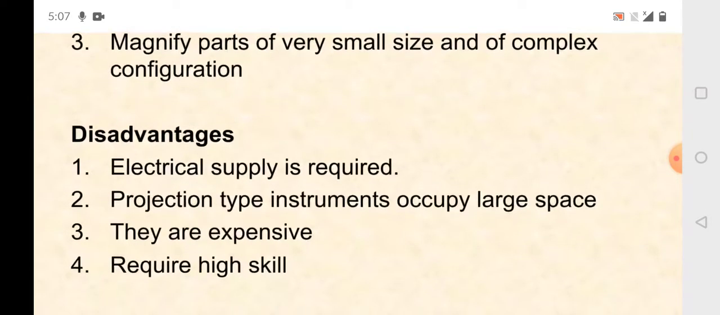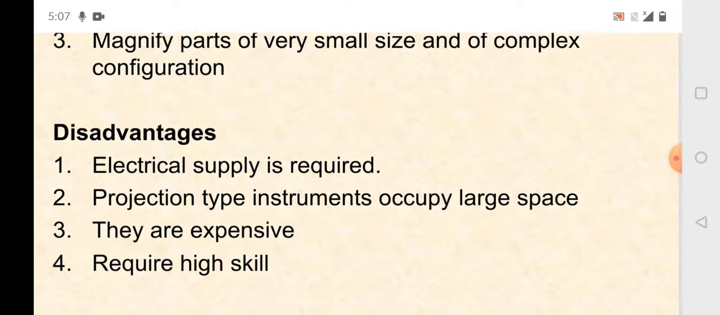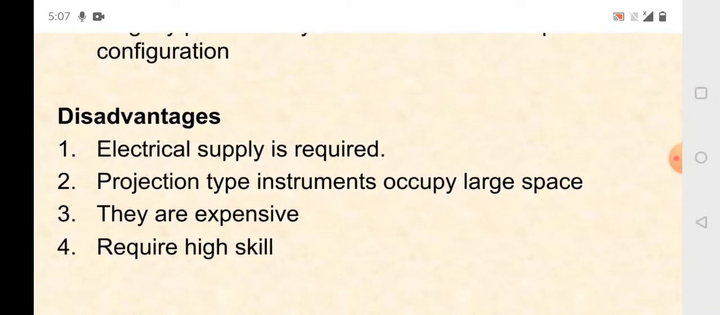Then electrical supply is required. Then the projection type instrument occupies large space, so it requires a separate lab or a dark room, where we can say every workpiece cannot be tested or checked. We'll have to only check or test the samples. They are expensive and require high skill, and hence these are the limitations of these optical comparators.